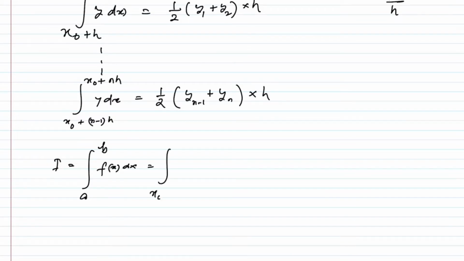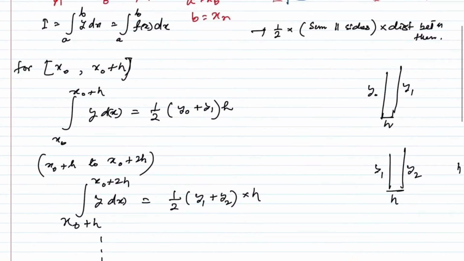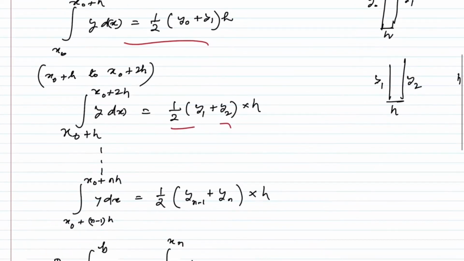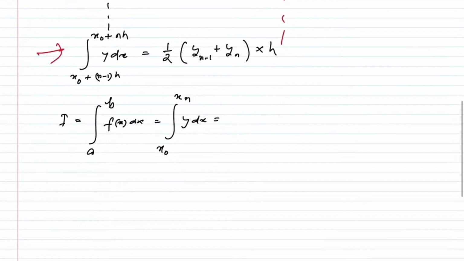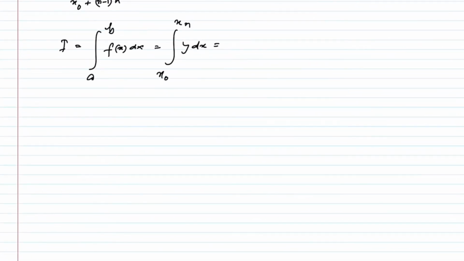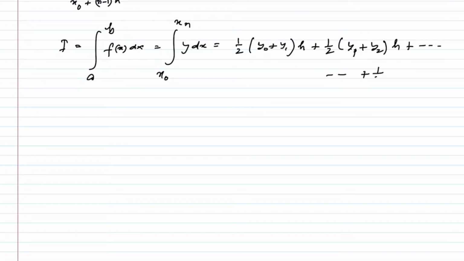Now in order to get the value of this integral from a to b of f of x dx, that means x0 to xn of y dx, we have to add all those areas that we have got here. We have to add this one up to this area. So if we add all those, then what will we get? Half of y0 plus y1 into h, plus half of y1 plus y2 into h, plus and so on, and at the end half of yn minus 1 plus yn into h.